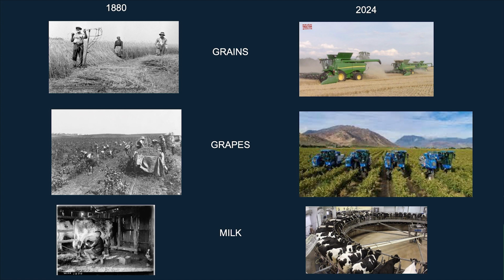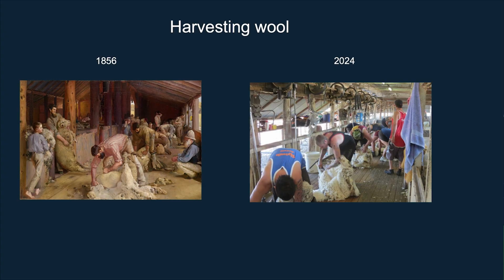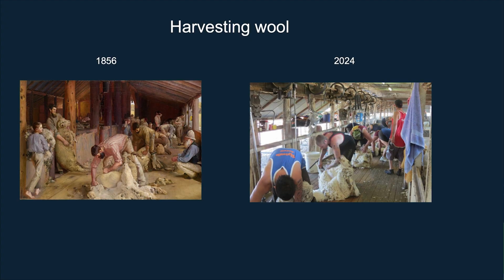And this goes for every industry: milk, all of the fruits, and so on. So where's the wool industry? I dug out a picture of the Tom Roberts picture, shearing the rams, 1856, and 2024. Spot the difference. There is a female working in the 2024 one. That's the only difference I can see, except for the overhead shearing powered plant and the shearing device itself.